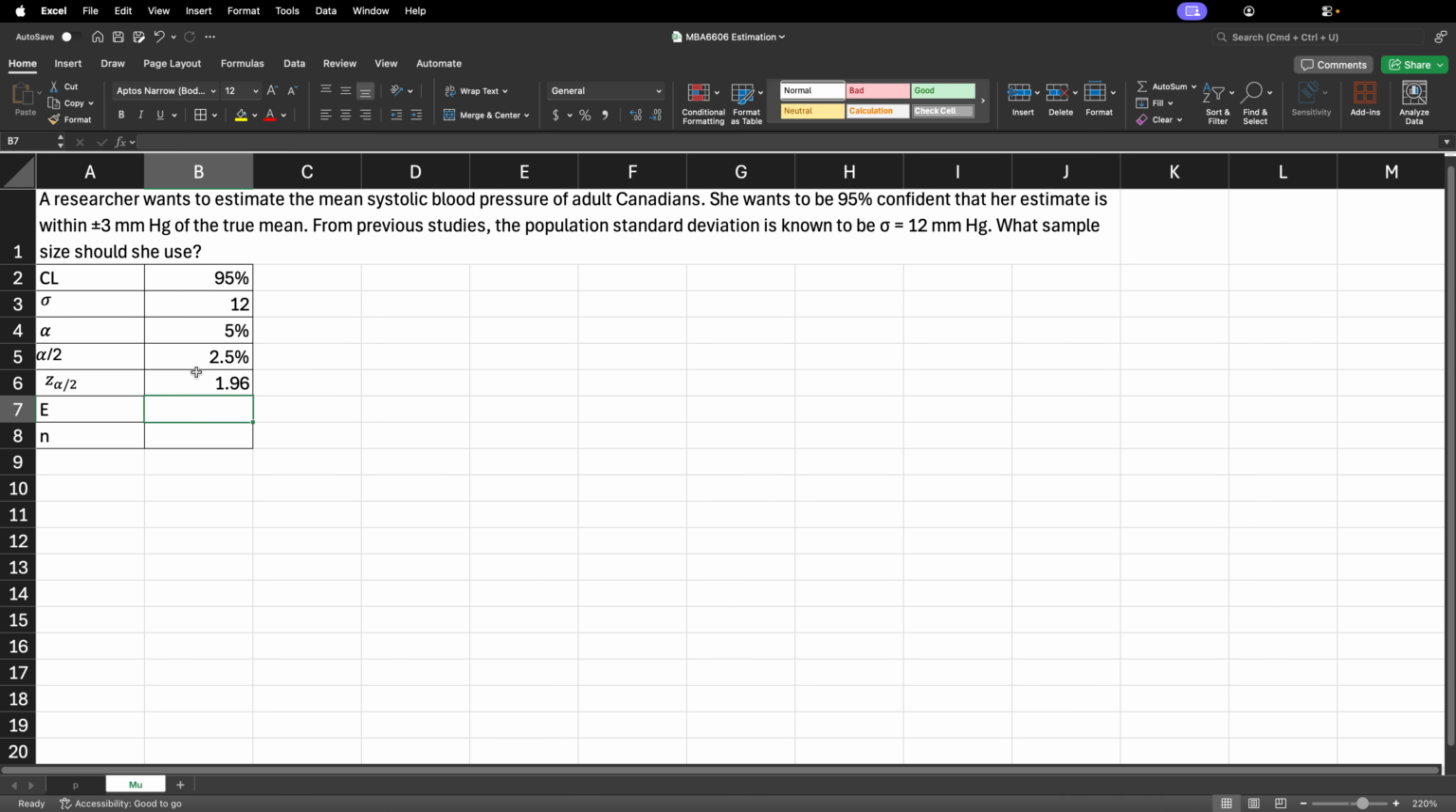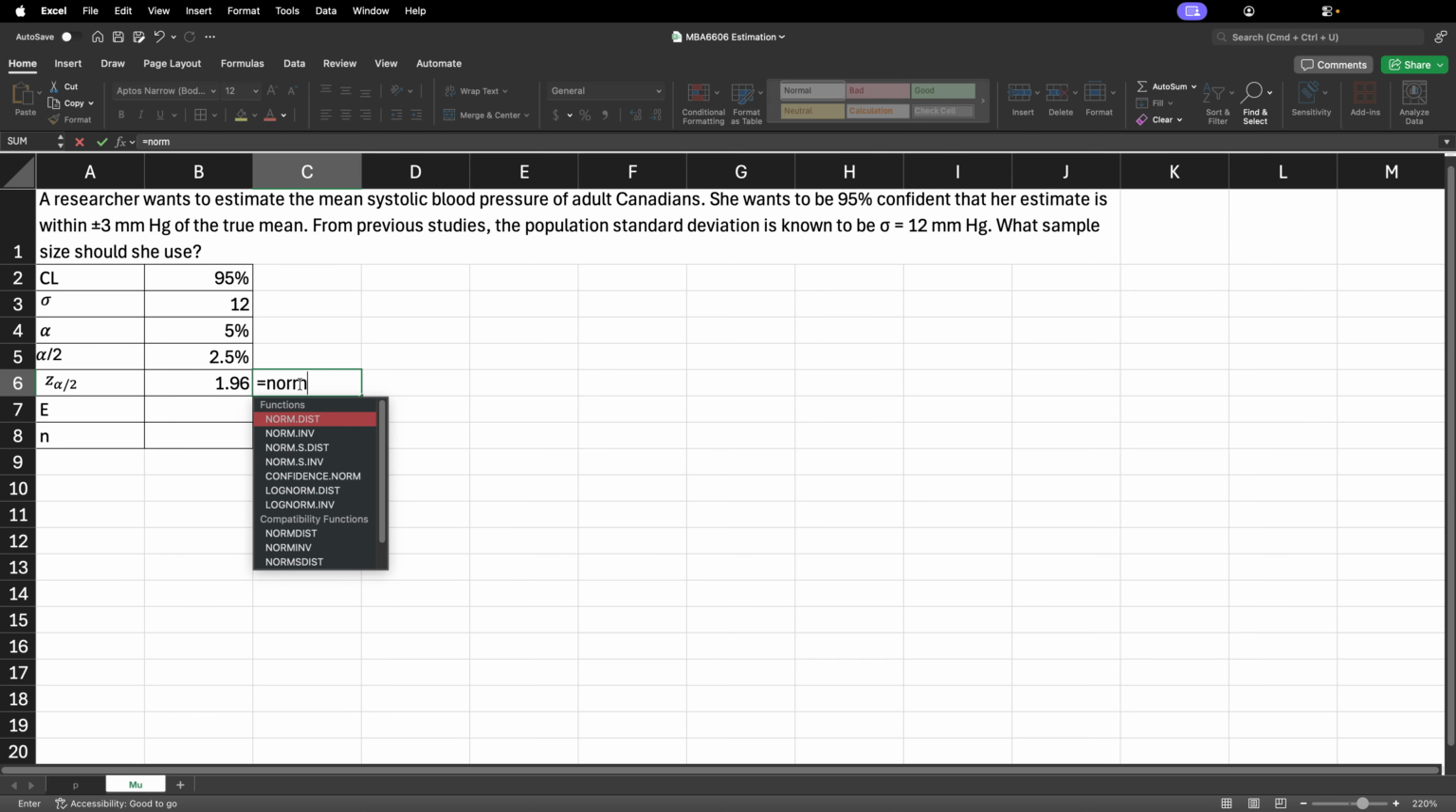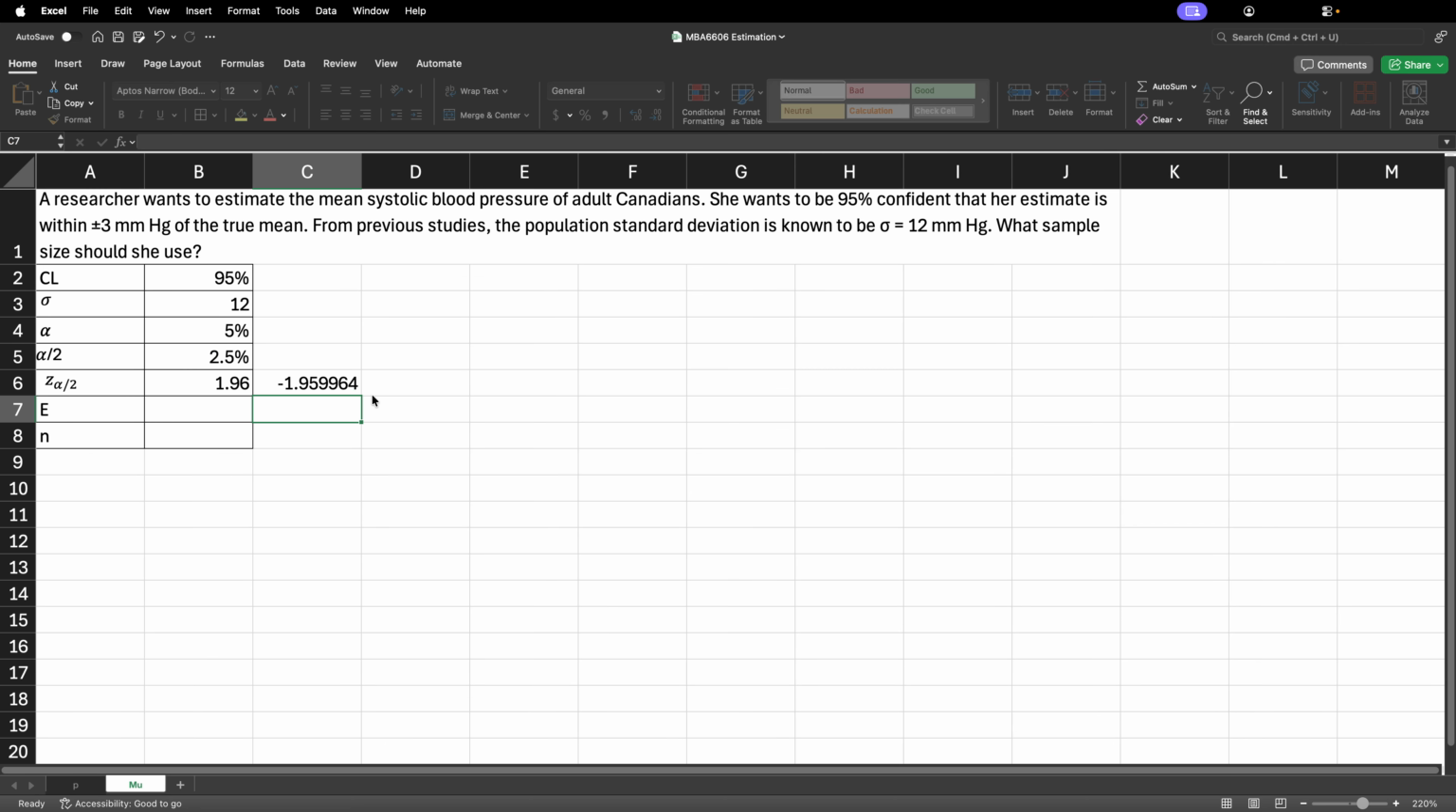We can compute for the lower side also, which will be 0.025. If we compute, we will see it will be negative, because the upper end is 97.5 and the lower end is 2.5. If we compute for this, we will find the z value to be minus 1.96. Right? So we can choose either of them.